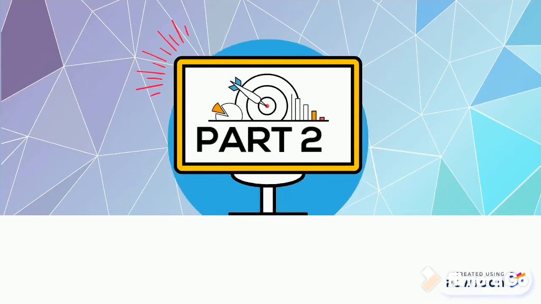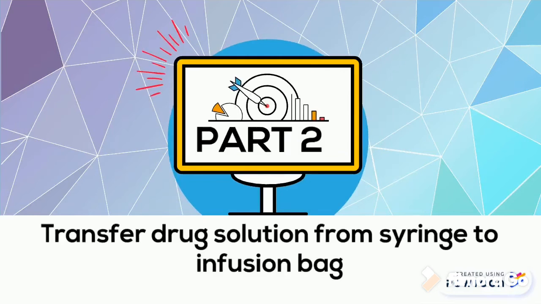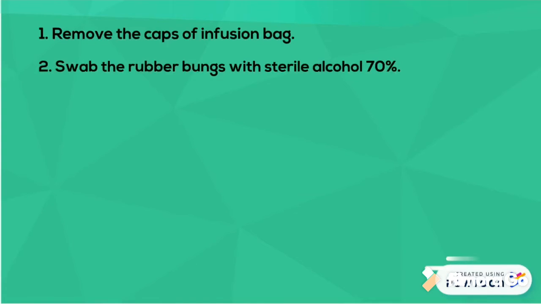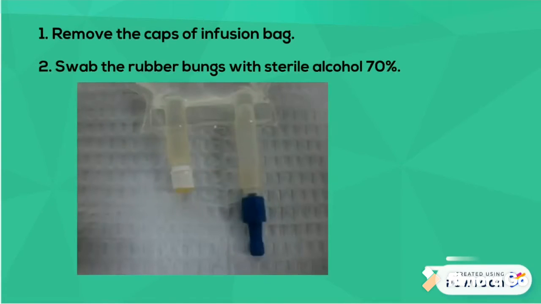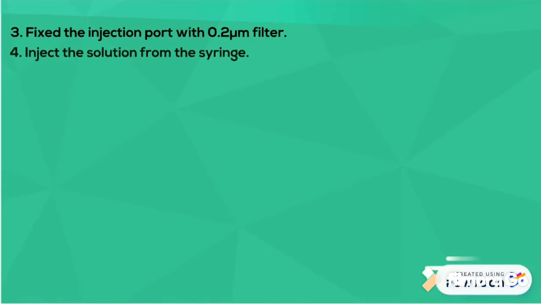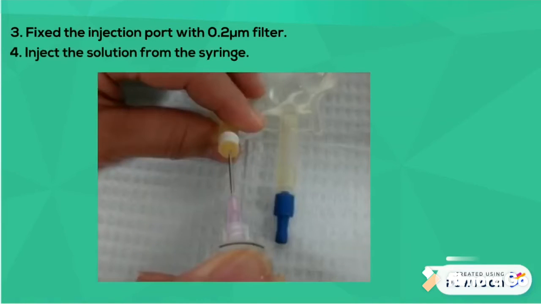Part 2 is to transfer the drug solution from the syringe to the infusion bag. First, remove the caps of the infusion bag. Next, swab the rubber bands with sterile alcohol 70%. Fix the injection port with a 0.2 micrometer filter. Next, inject the solution from the syringe into the infusion bag through the filter.